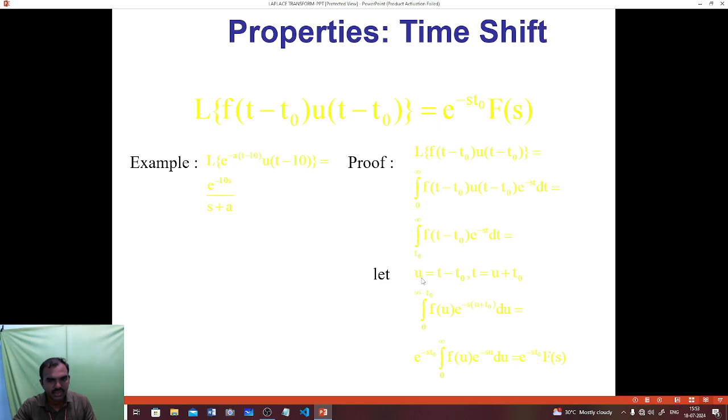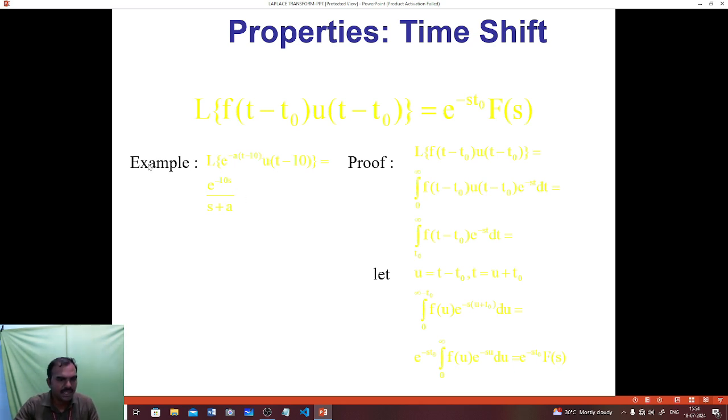Let us take u equal to t minus t naught. So what is the t value? Minus t naught goes to the left hand side as plus t naught. So t equals u plus t naught. So integration from 0 to infinity of f of u e power minus s times (u plus t naught) du. So e power minus s t naught is a constant, remaining 0 to infinity. Only the function in terms of u is here, so f of u e power minus s u du. So e power minus s t naught times this is the formula of the Laplace transform. We write it as F of s.